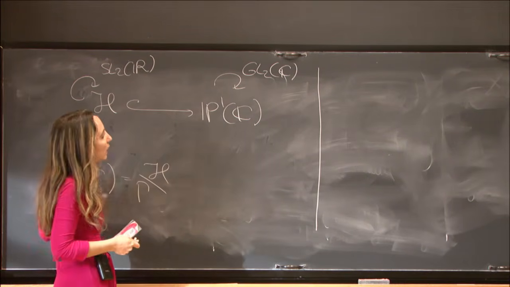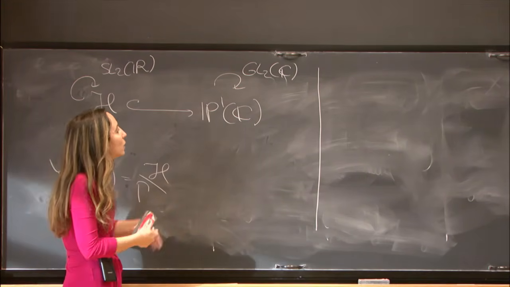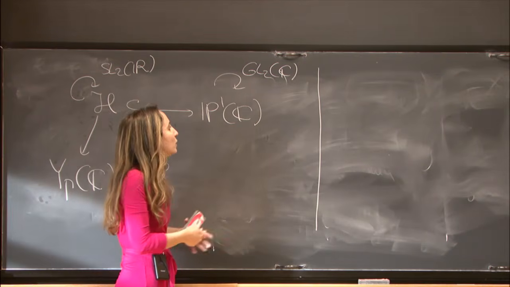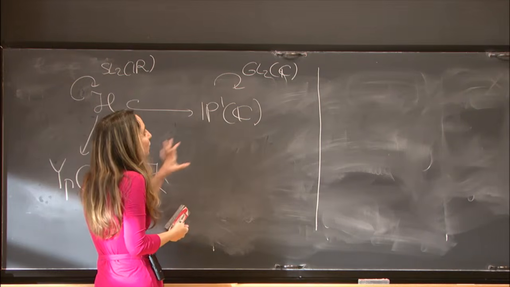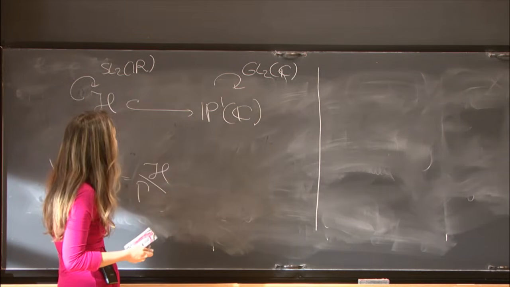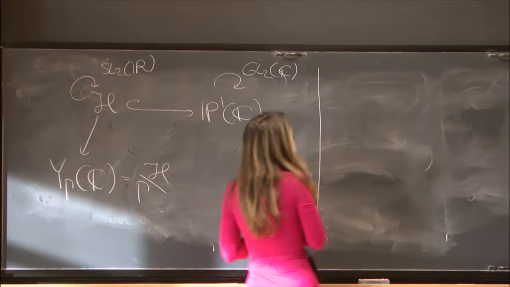This kind of picture has been used in the past to understand properties of modular forms, for instance, to show that they have the right integrality properties. That's the complex picture. It's been useful in the past.